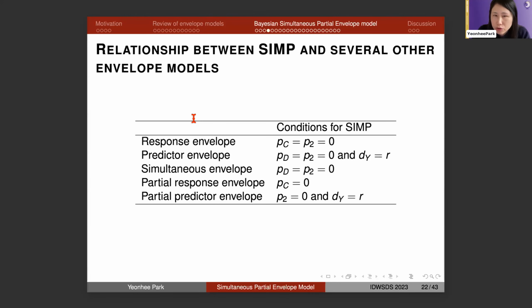And under certain conditions, our model SIMP degenerates to the existing envelope models, such as the response envelope, predictor envelope, simultaneous envelope, partial response envelope, and partial predictor envelope. So this table shows the relationships and says that our method is a unified framework for the envelope models.